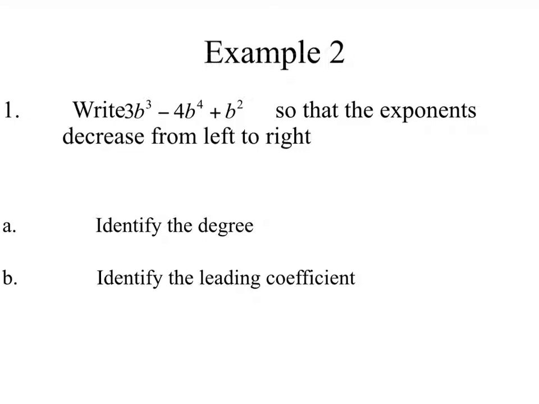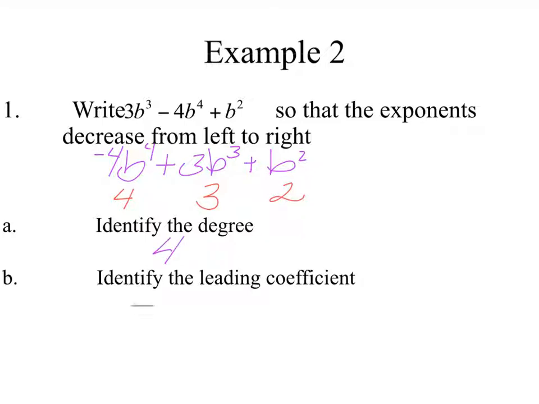Go ahead, try this one on your own. It's the exact same thing, we're just decreasing from left to right. So once we decrease it from left to right, we're going to have negative 4b to the fourth plus 3b cubed plus b squared. This first piece has degree 4, the second piece has degree 3, and the last piece has degree 2. So the degree of the entire thing is 4, and my leading coefficient is negative 4.